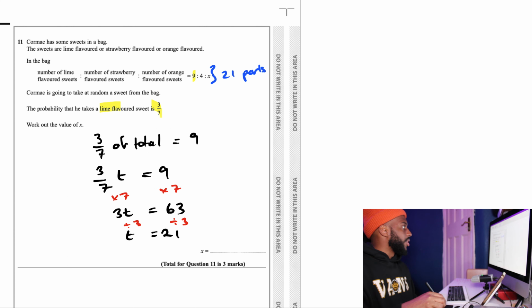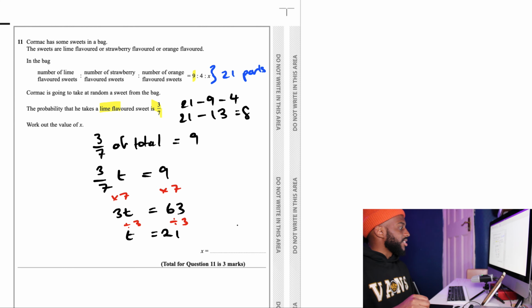And because there are 21 parts altogether, we can work out x now. So we can do 21 minus 9 minus 4. So that's 21 minus 13. And that leaves us with 8. So x equals 8.